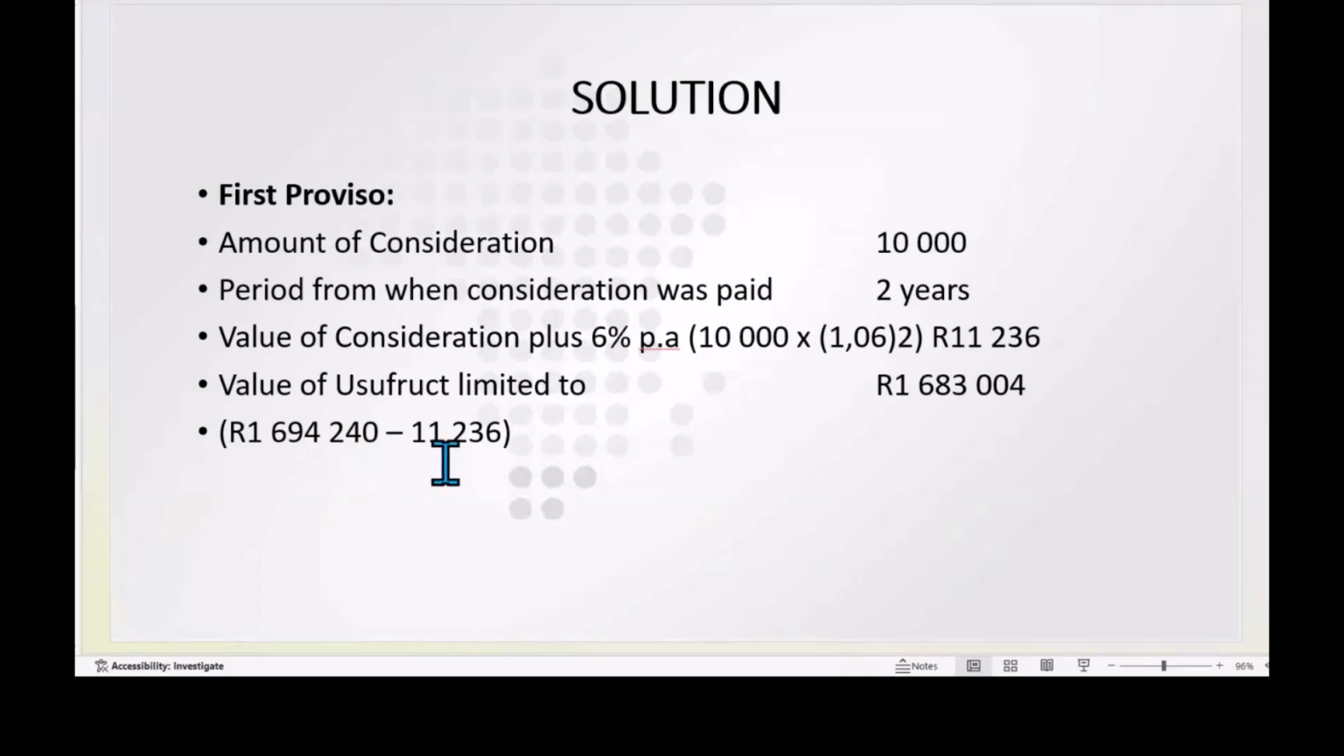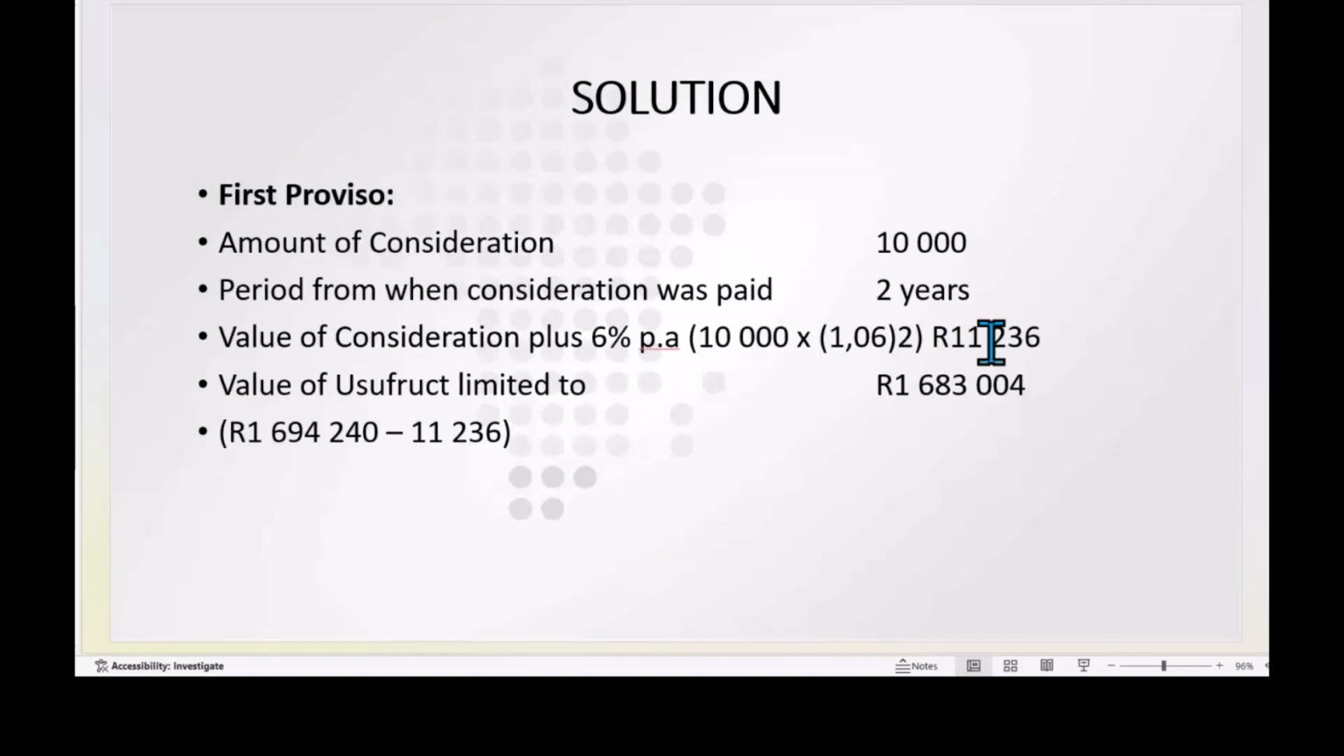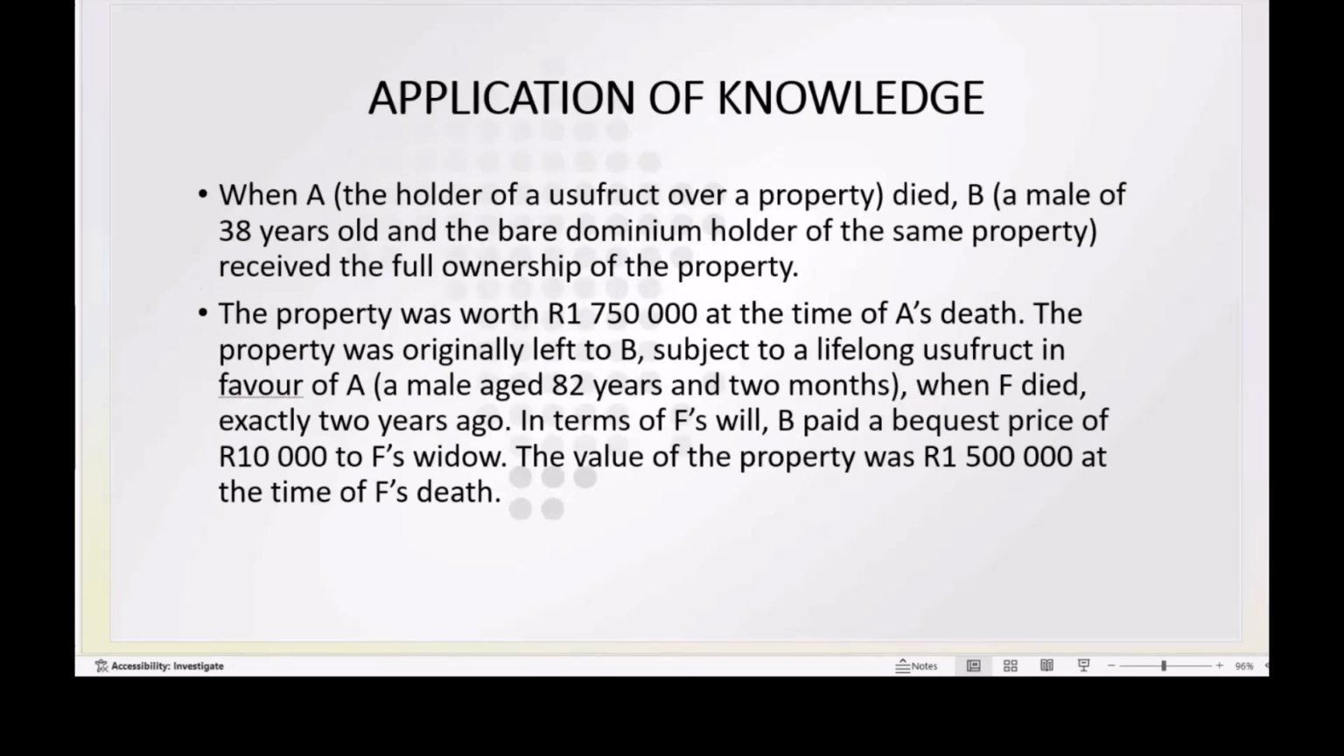So the limit of the usufruct in Proviso 1 would then be the 1,694,240 minus the 11,236 that we calculated. So we calculated that one there already, and then this is the 11,000 that we calculated here. So we limit the usufruct value for A's estate by 1,683,004 rand.